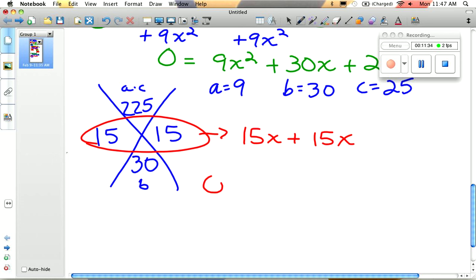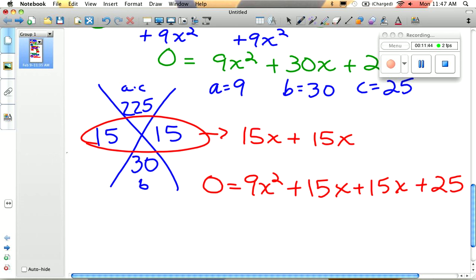So, remember, we're going to rewrite our quadratic, replacing that 30x with our 15x plus 15x. It's going to become a 4-term quadratic now instead of just a trinomial. And we're going to do our factoring by grouping. So, what's the GCF of the first group? 3x. 3 is the largest number that divides out of 9 and 15, and then x. You get 3x plus 5.